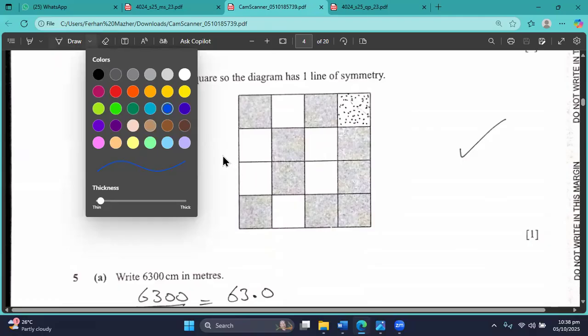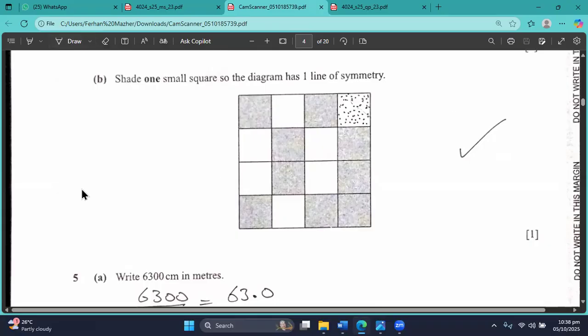Okay, this is the line of symmetry. So when you fold it along this line, these colors will come on this color, this white will come on this white, and this color will come on this color. So this is the line of symmetry, this line.